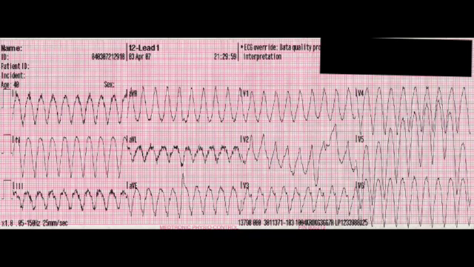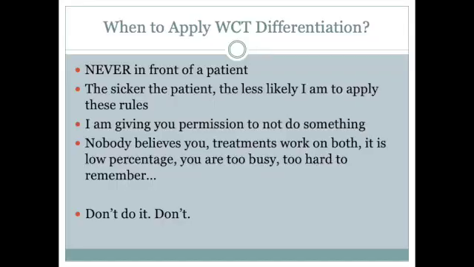So when do I apply these wide complex tachycardia differentiation rules? Well, first of all, it's never in front of a patient. The sicker the patient, the less likely I am to think about any of these things, right? I have a list of priorities and a list of things I need to do, and one of them isn't sitting down and arguing with my partner about whether or not that's a slur of the downstroke of the R wave in V1 that counts as a rabbit ear or not, and quit doing that.